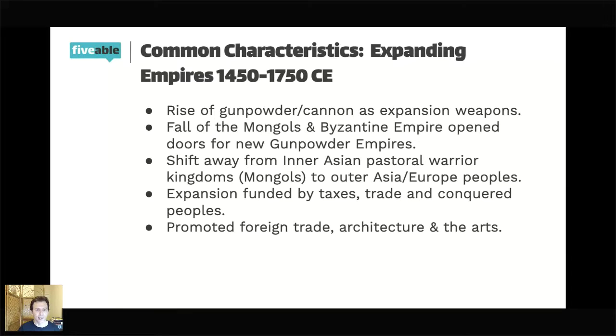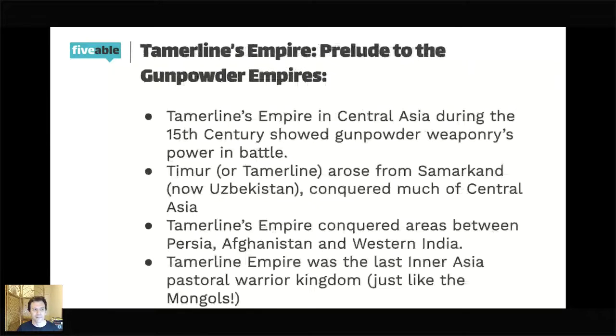Let's take a look at a prelude to the gunpowder empires: Tamerlane's empire. Tamerlane, or Timur, in Central Asia during the 15th century got a hold of gunpowder weaponry and showed its awesome power in battle. Timur arose from Samarkand, one of the chief stops on the Silk Road, in today's Uzbekistan in Central Asia. He ends up conquering much of Central Asia. He pushes into conquered areas in Persia, all the way to Afghanistan, and even Western India before he finally dies.